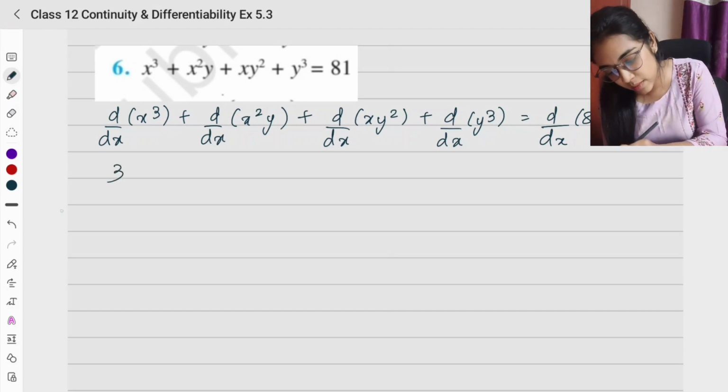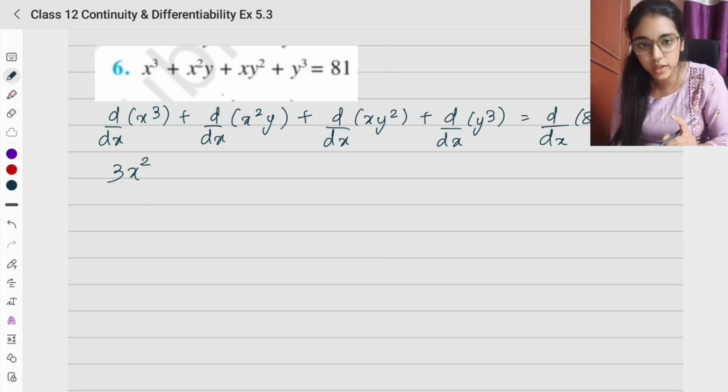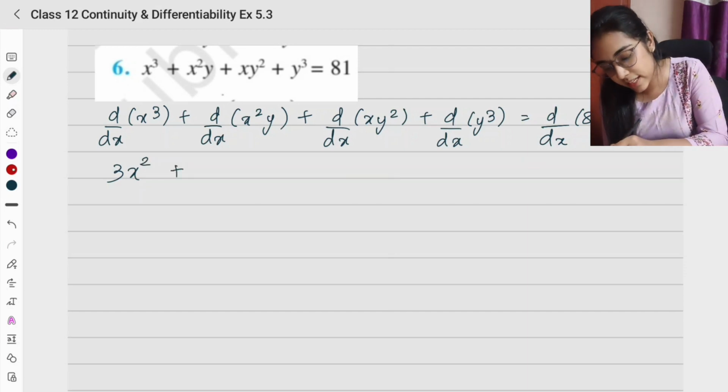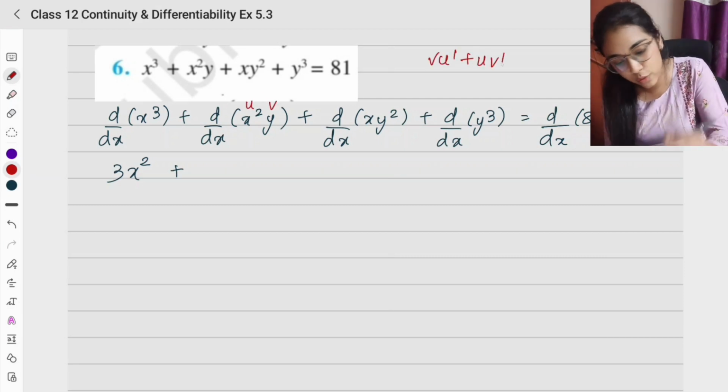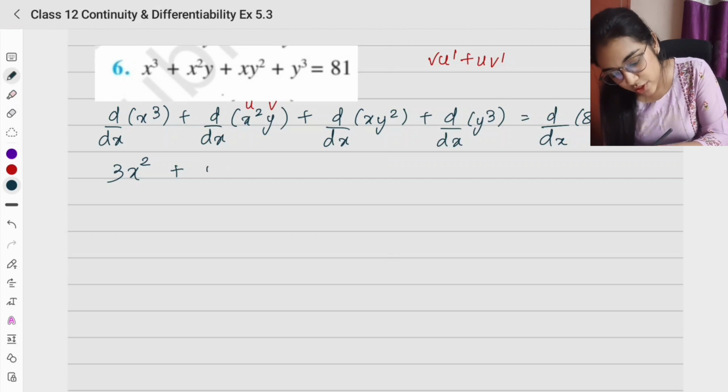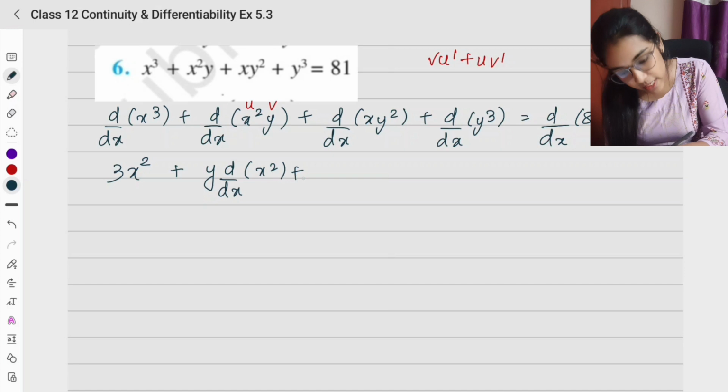So, at this place the 3 comes down. x stays. What will the power become? It will be reduced by 1. So, I'll have 3x square. Plus, here again a product. So, I have u, v. What is the formula? vu dash plus uv dash. So, I'm going to have vu dash. So, y times d by dx of x square plus uv dash.